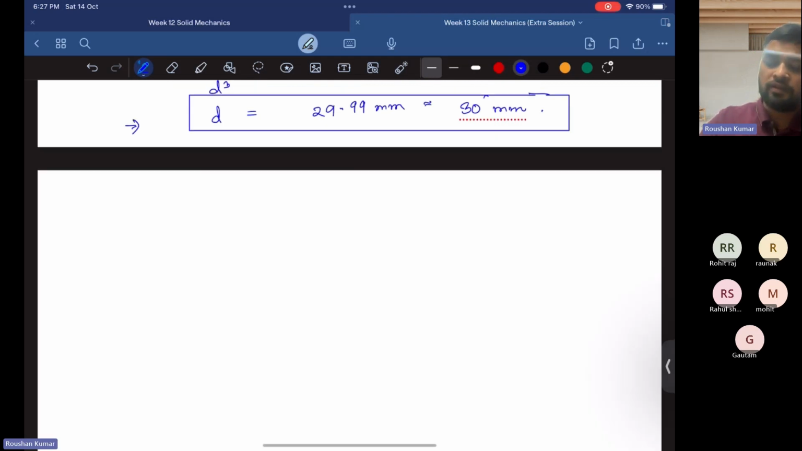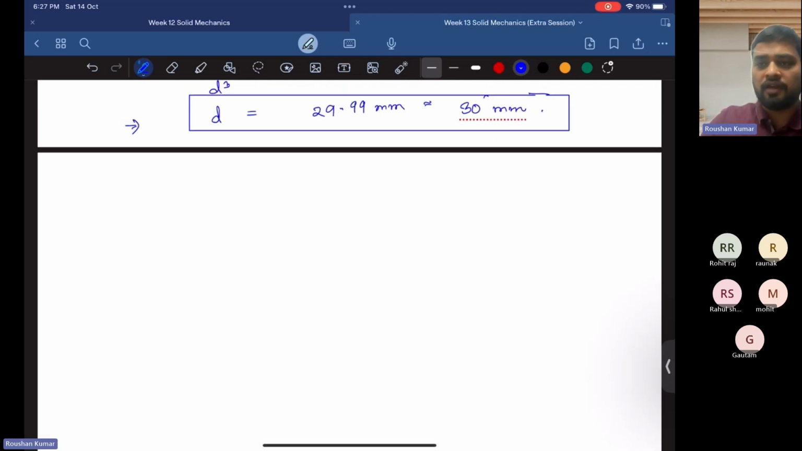Now I will solve some problems related to thermoelasticity. Thermoelasticity in the field of solid mechanics is also one of the important concepts, because most of the time we have to calculate thermal strain and thermal stress due to temperature change in the material. So that topic is also very important from the exam point of view. So I will solve around 3 to 4 questions here based on the available time.